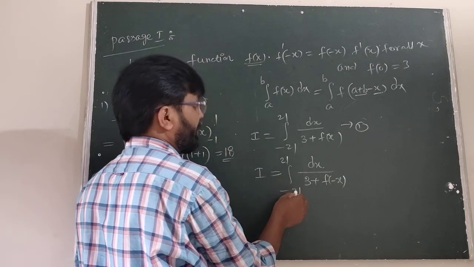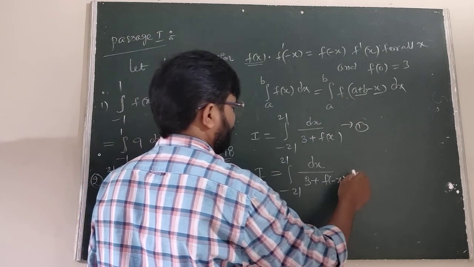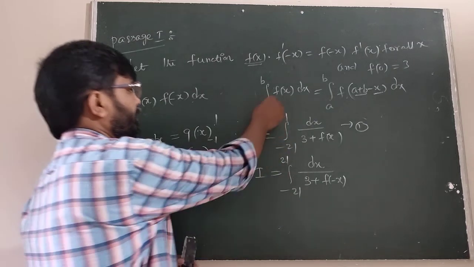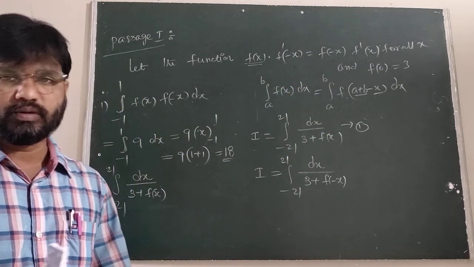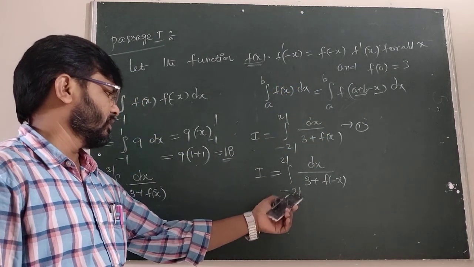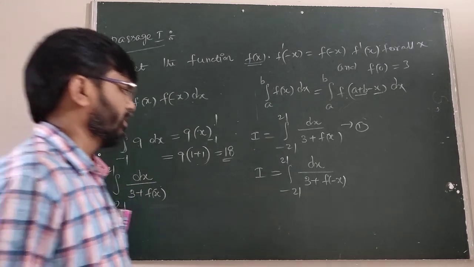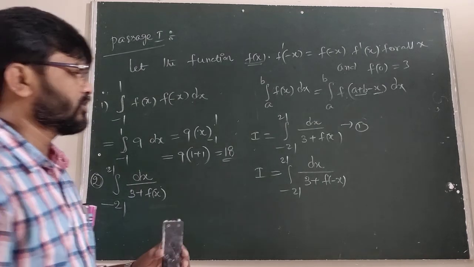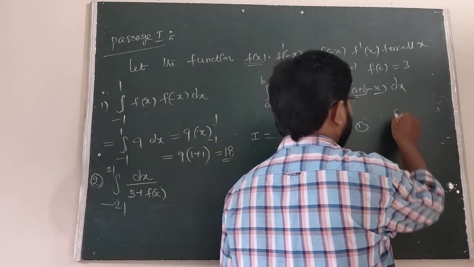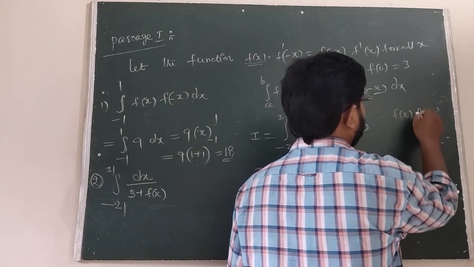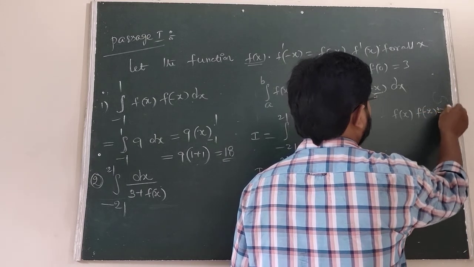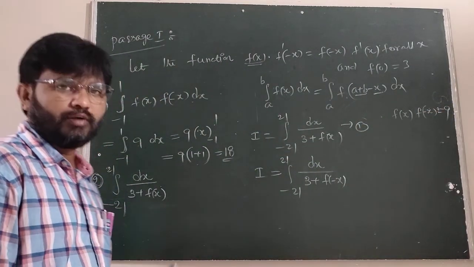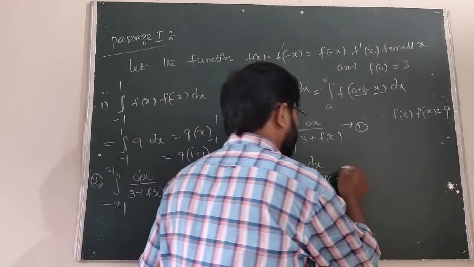Since a plus b minus x, from this we can write this one. Now we can apply the formula: integral a to b f of x dx equals the integral with x replaced by a plus b minus x. A plus b is 0, and 0 minus x is minus x. Therefore, x is replaced by minus x. Now we know that the value of f of x into f of minus x is equal to 9.